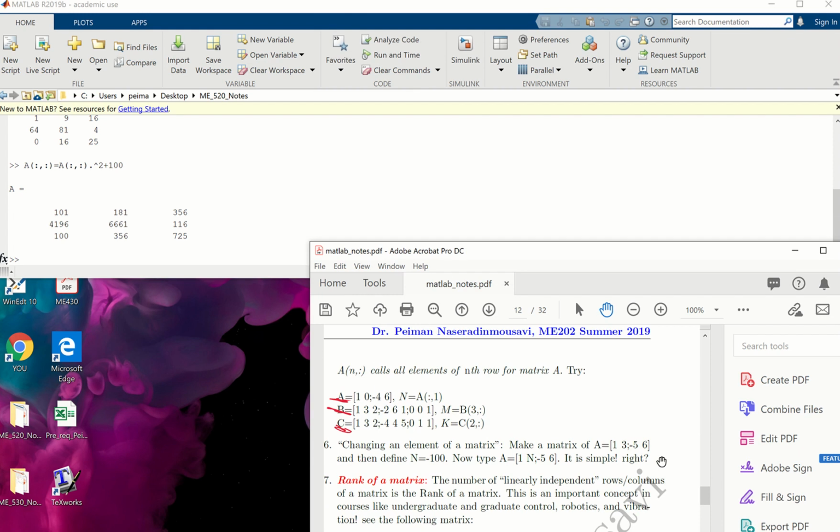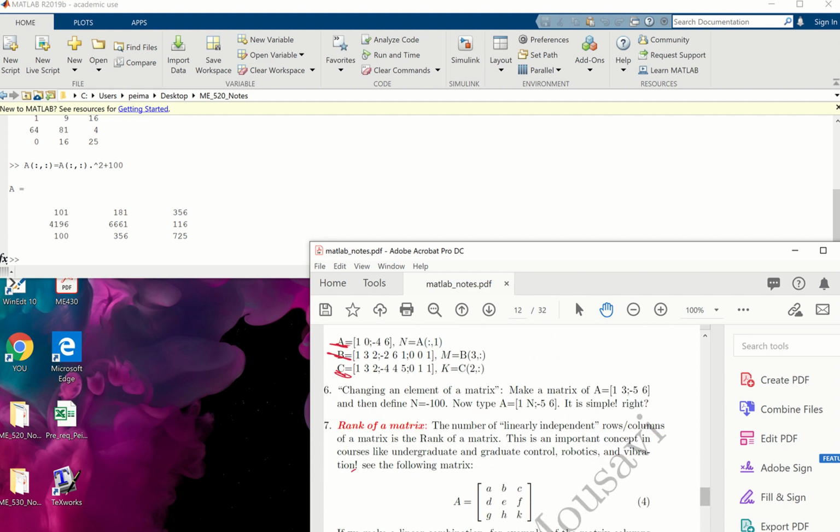Now, rank of a matrix, guys. This is a super critical, important topic in all vibration and control courses. The number of linearly independent rows or columns of a matrix is the rank of a matrix. This is an important concept in courses like undergraduate and graduate control, robotics, vibrations. So let us see the following matrix. This matrix is a 3 by 3. This is a very simple example.